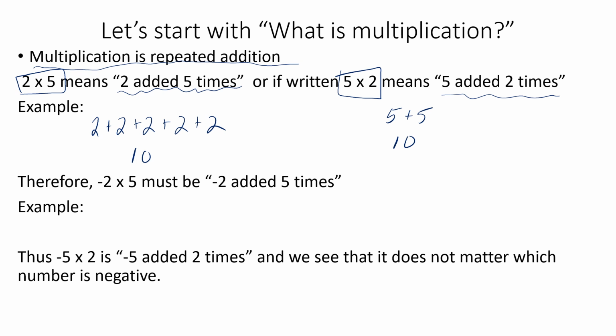So building on that definition, -2 times 5 must mean this, because we know that good definitions don't change. They're not flexible. So -2 times 5 would be -2 added 5 times. So instead of a +2 there, you've got a -2. And so we're going to fall back on our addition of signed numbers: -2 plus -2 plus -2 plus -2 plus -2 on the number line.